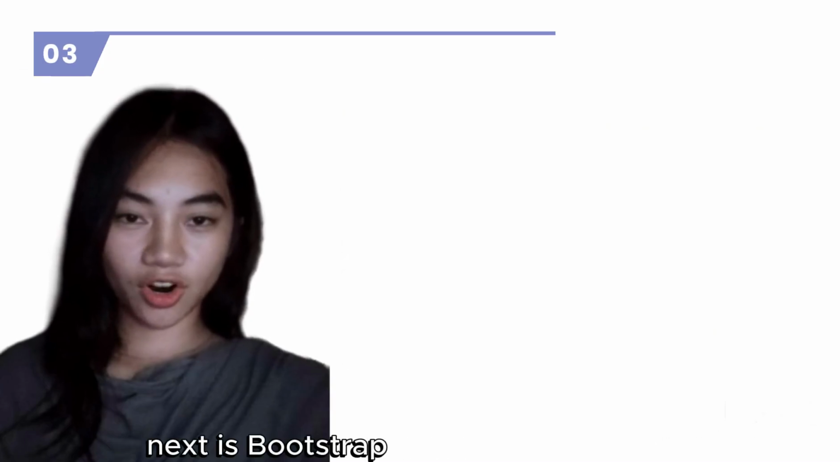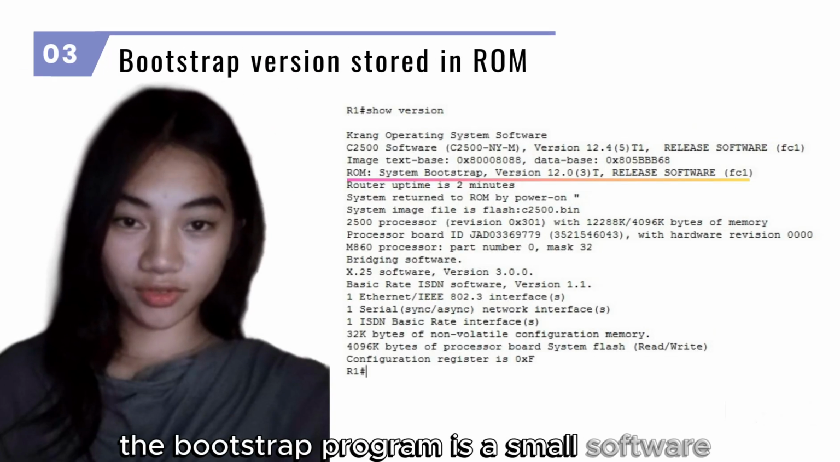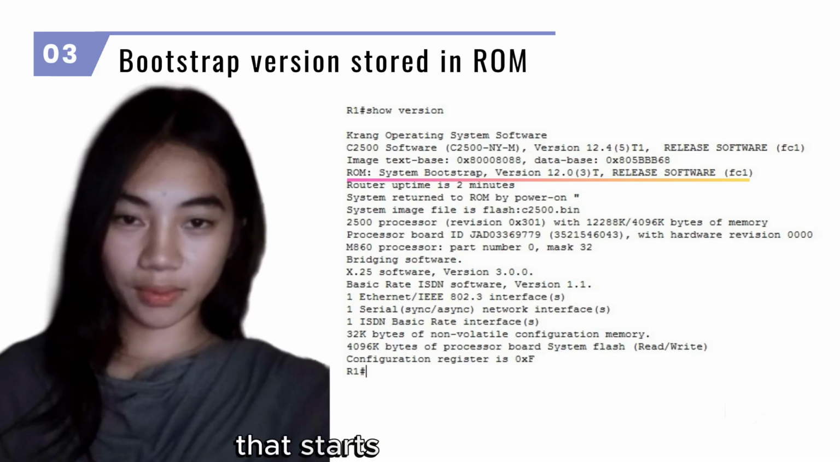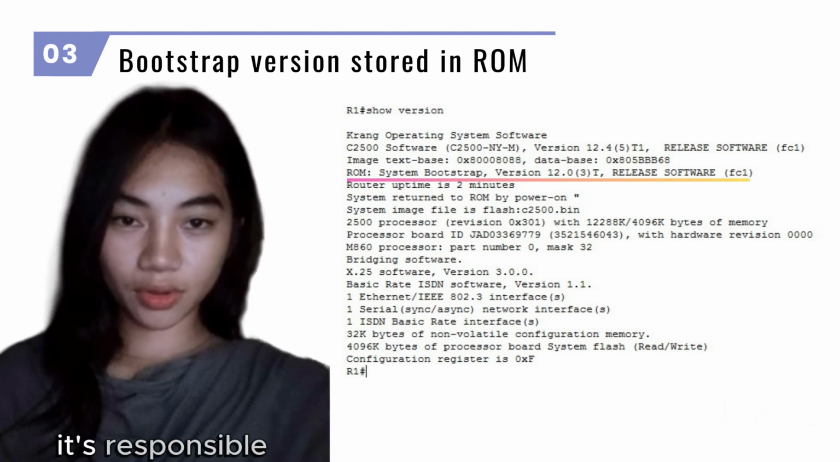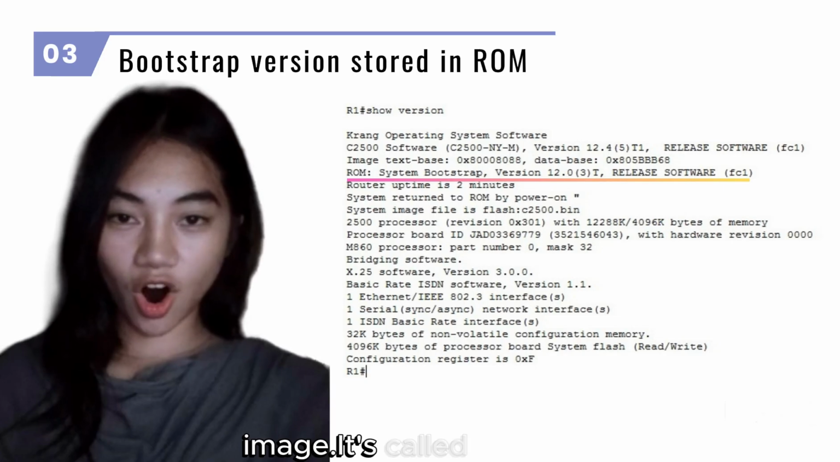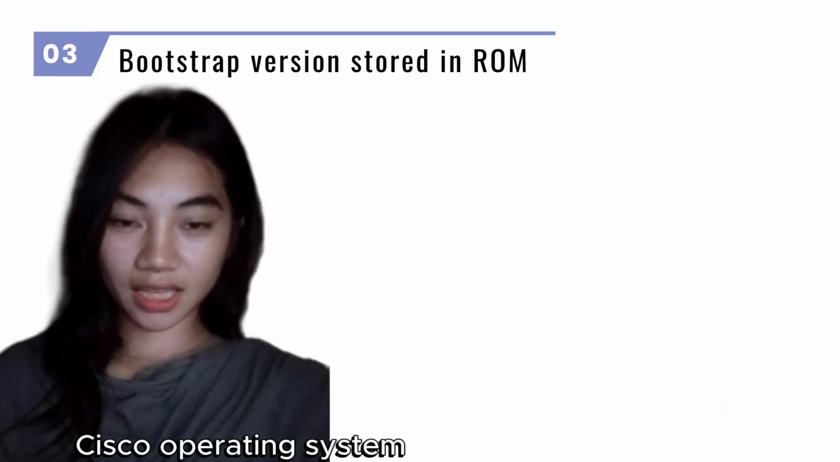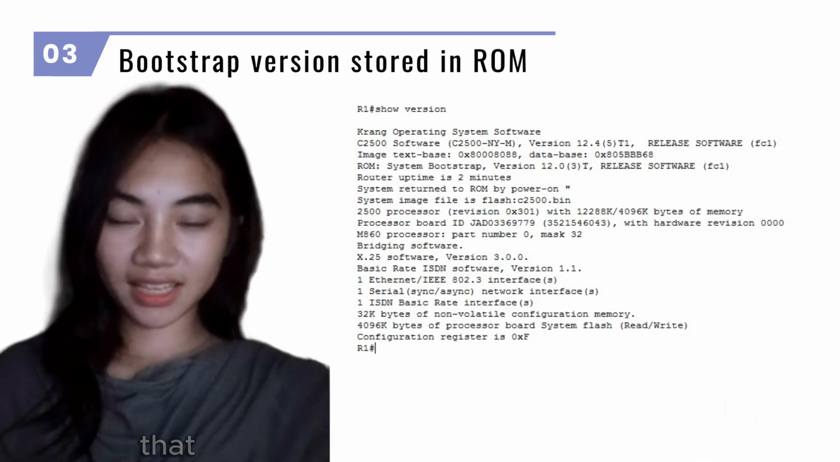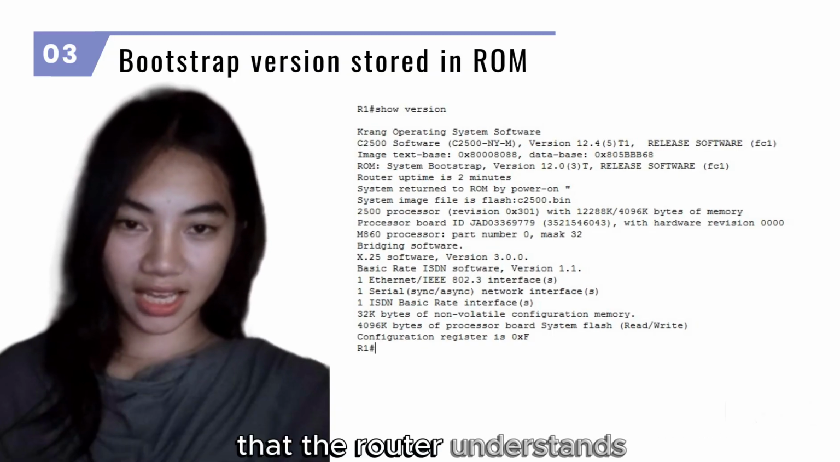Next is Bootstrap version stored in ROM. The Bootstrap program is a small software in the router's ROM that starts the boot process. This loads the iOS so the router can run. It's responsible for locating and loading the Cisco iOS image. It's called iOS image because the entire Cisco operating system is bundled into a single file that is made up of code or software copy that the router understands.